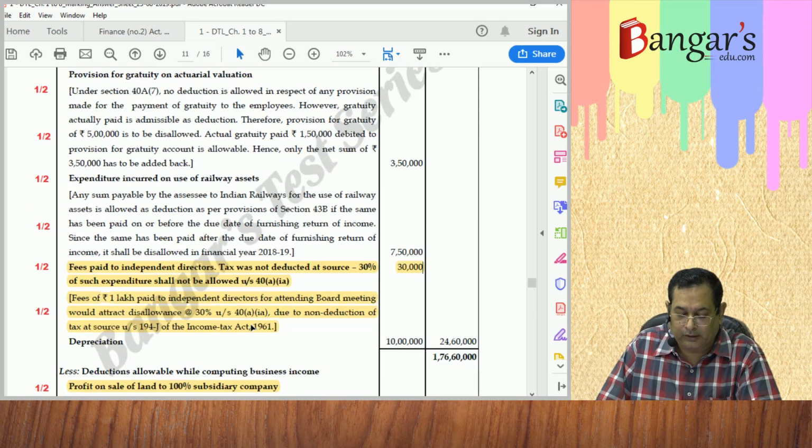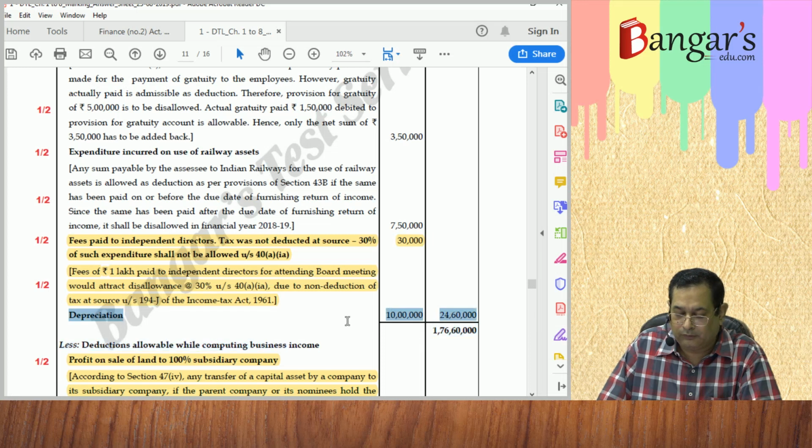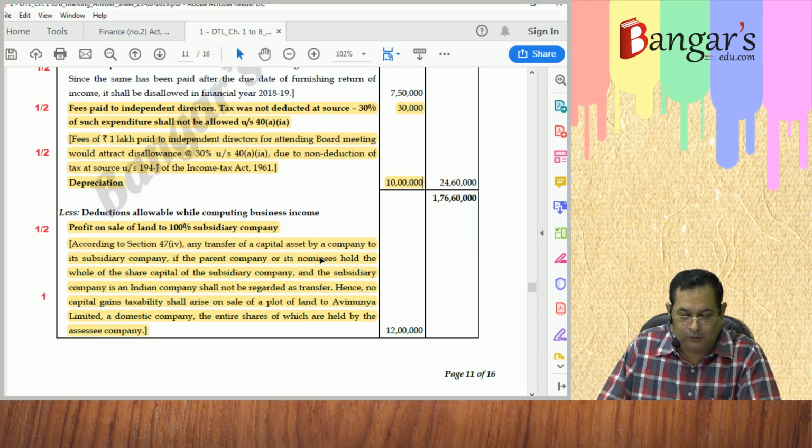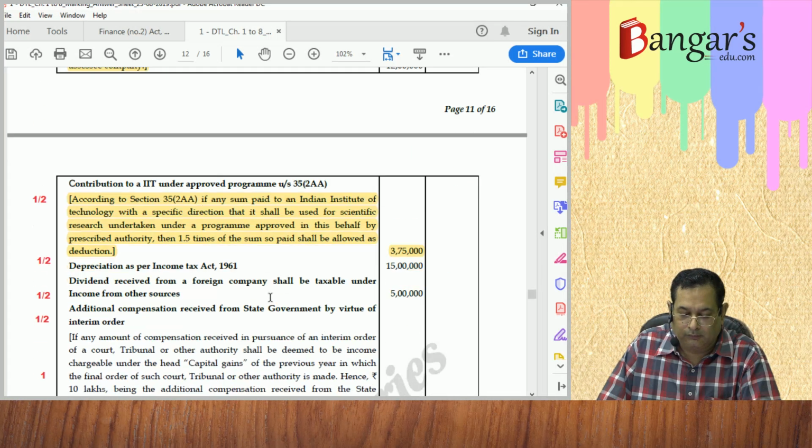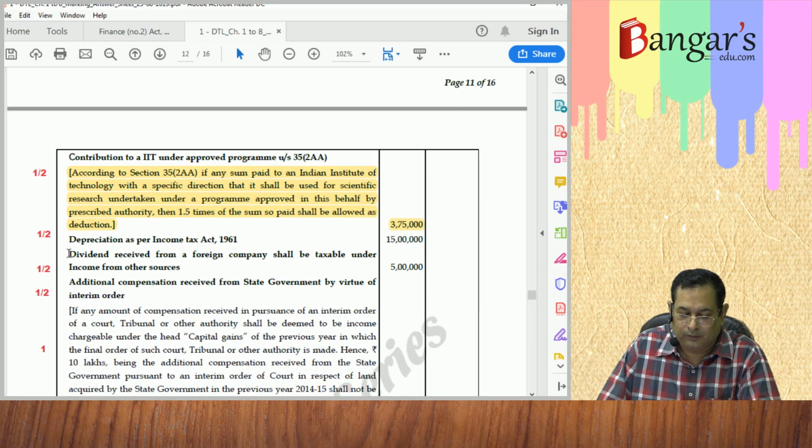Depreciation charged is 10 lakh rupees. Whatever depreciation is charged, the same will be added back. Besides this, dividend from foreign company is 5 lakh rupees. Whatever dividend is from the foreign company, it will be reduced here and will be chargeable to tax as income from other sources.